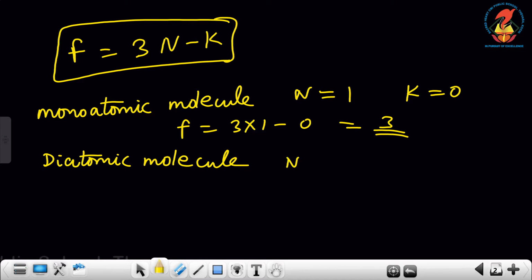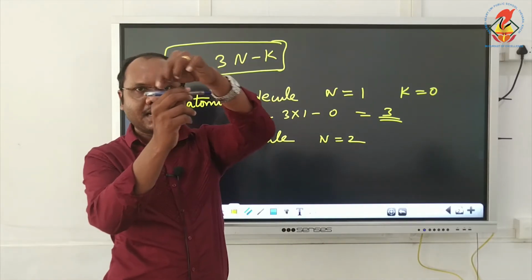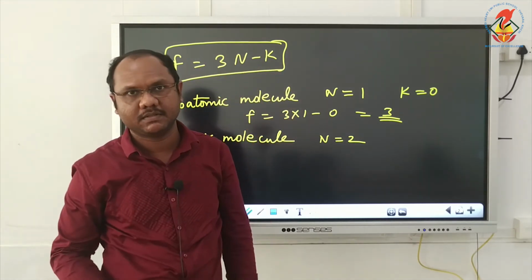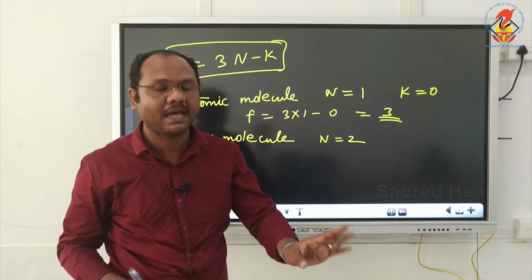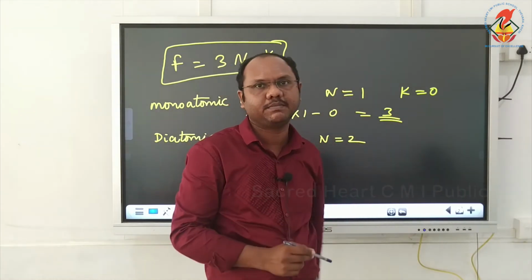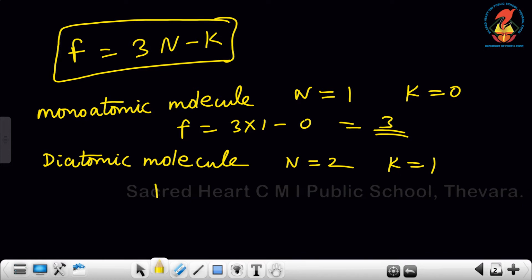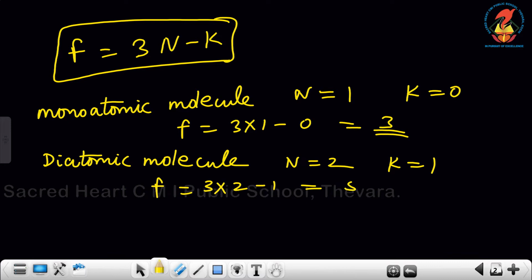Number of molecules is 2. And I told you 2 molecules are connected by 1 line, so 1 interconnection. Whether there is a single bond, a double bond or a triple bond, that doesn't matter. There is 1 interconnection between them. So k is 1. So F is equal to 3 into 2 minus 1, that is 5. So a diatomic molecule has 5 degrees of freedom.